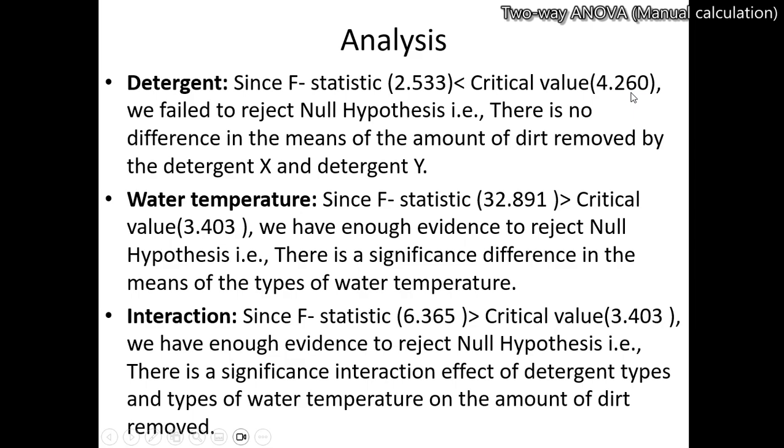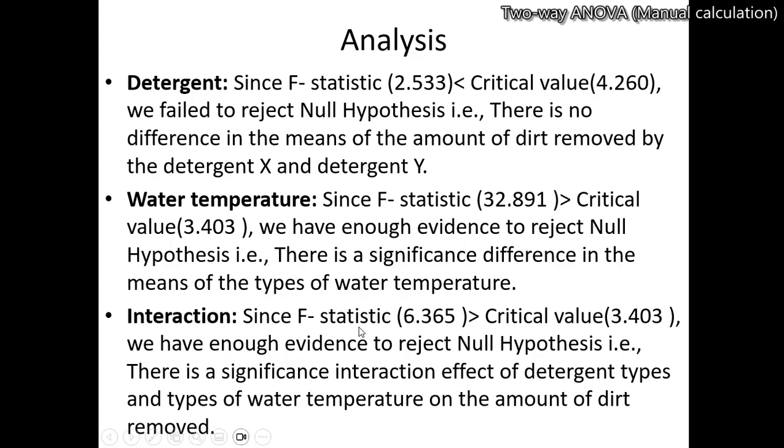For detergent, the F statistic is 0.5 and the critical value is 4.2. Therefore, we fail to reject the null hypothesis, that is, there is no difference in the amount of dirt removed by detergent X and detergent Y. For water temperature, since the F statistic 32.89 is greater than the critical value 3.403, we have enough evidence to reject the null hypothesis, that is, there is a difference across the types of water temperature. That means with different water temperatures, the amount of dirt removed will be different.